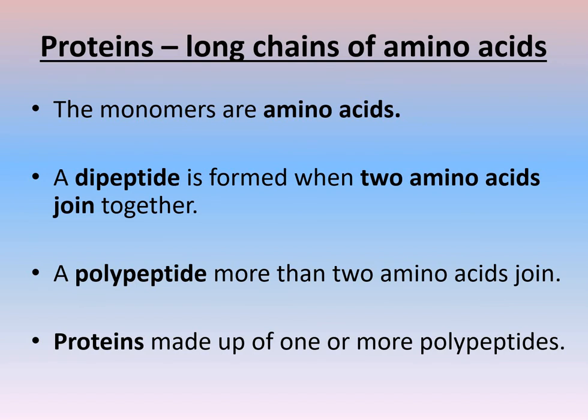So, polypeptides are long chains of amino acids. Monomers are amino acids. A dipeptide is formed when two amino acids join together. A polypeptide is more than two amino acids joined. And proteins can be made up of more than one polypeptide. So your monomers are amino acids, dipeptide is two amino acids joined, polypeptide is lots of amino acids joined, and proteins can be made up of more than one polypeptide chain.